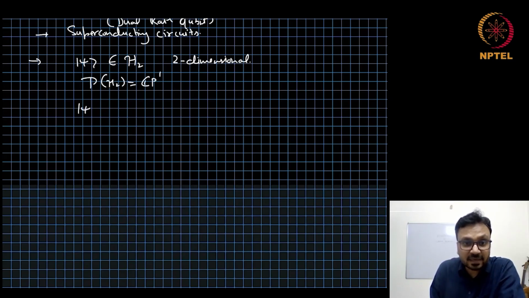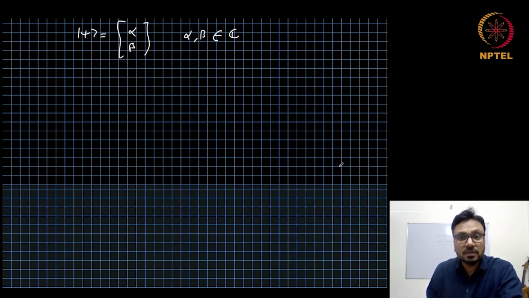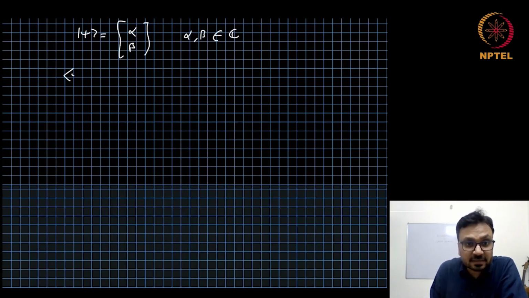So a state psi in matrix form will be a two-dimensional vector, alpha and beta, where alpha and beta both are complex numbers. The state psi should be normalized, so the inner product of psi with psi should be 1. That comes out to be mod alpha squared plus mod beta squared equals 1.